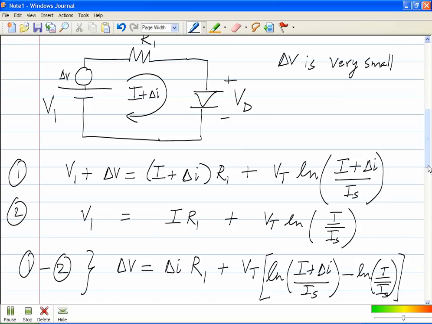What is the absolute voltage? V1 plus delta V. And what is the absolute current? I1 plus delta I. Please note that the absolute voltage and the absolute current are still related by a nonlinear equation. However, the changes in the voltage and current, that is delta V and delta I, are still related by what? By a linear equation.